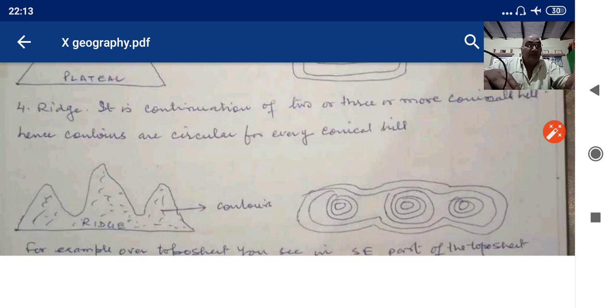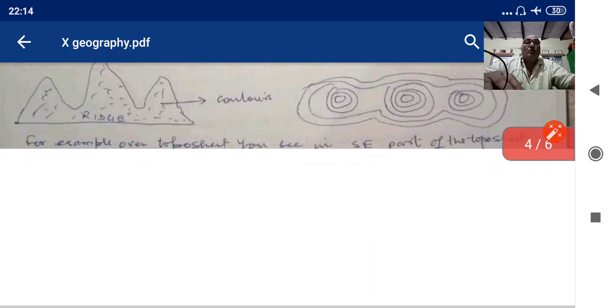Those 3 conical hills are shown by a circular pattern, and over that we have 2 or 3 contour lines. If you find this type of relief contours in the topo sheet, you can say here is the presence of a ridge. For example, over the topo sheet which I have shown you in the video, in the southeast part of the topo sheet, one of the longest ridges is known with the help of contours, and in 4 figure 9782 a ridge is shown.